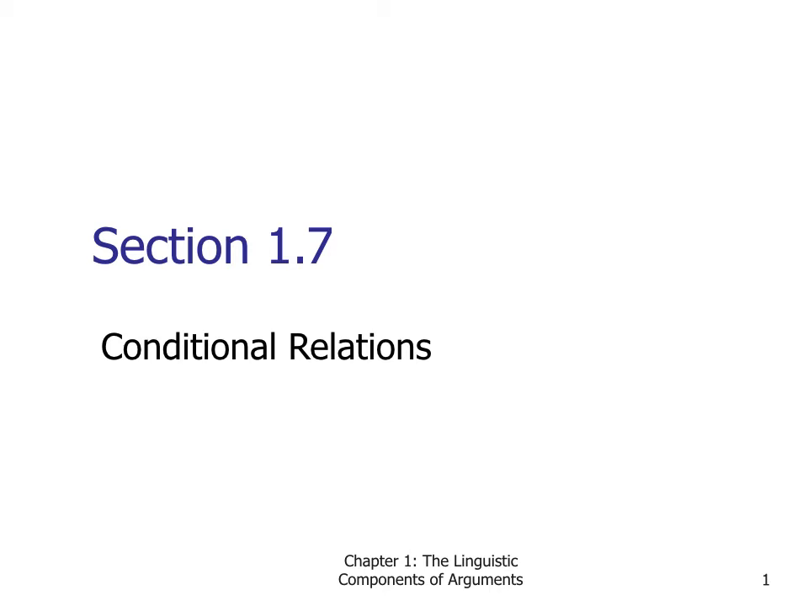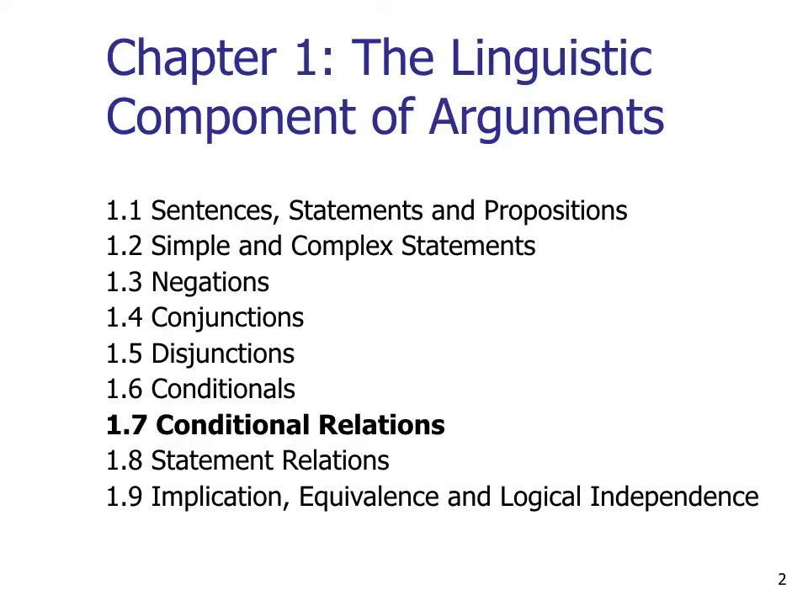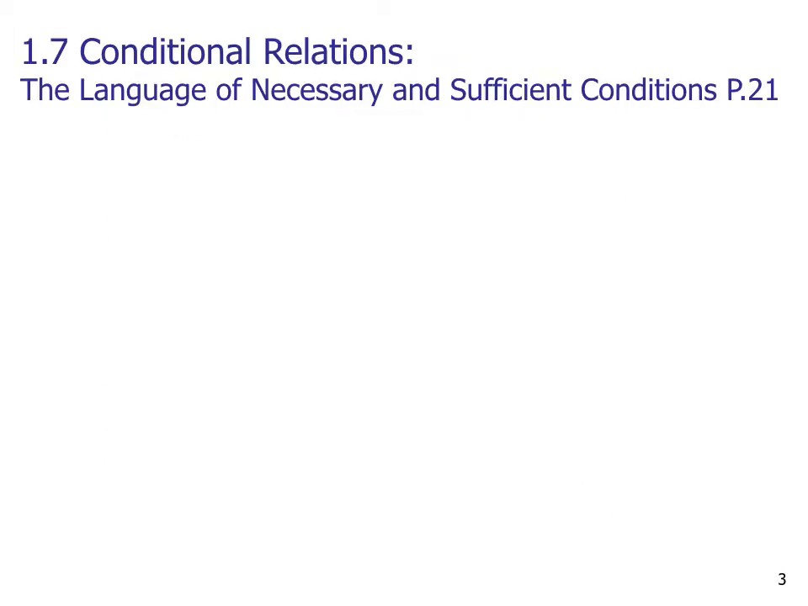Welcome back. We are going to cover section 1.1. We are still in chapter 1, but we're now looking at section 1.7, conditional relations. Conditional relations deal with the language of necessary and sufficient conditions. You can find this on page 21 of your textbook. And here's what it has to say.